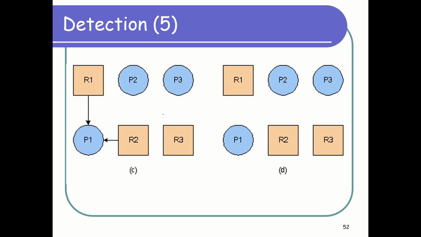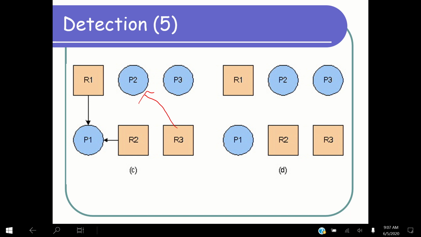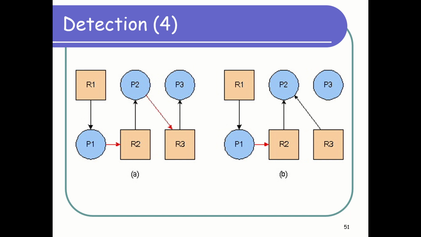P2 requested R3 previously, but it cannot use R3 because R3 is serving P3. So when P3 finishes using R3, you remove the link from the directed graph, and R3 will serve P2, which is B. The links between P2 and R3, and P2 and R2, can be removed because P2 has all of its requested resources and can run to completion, resulting in C.